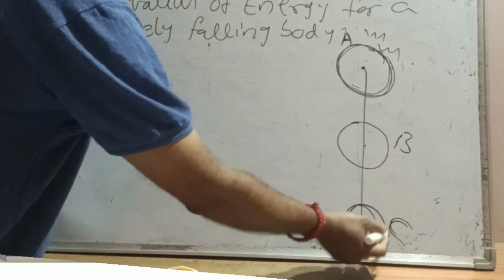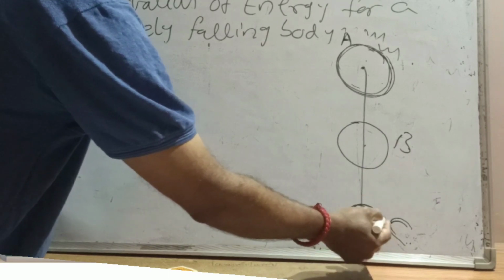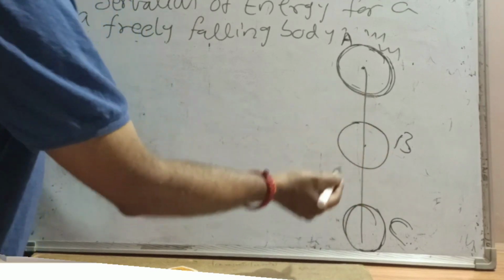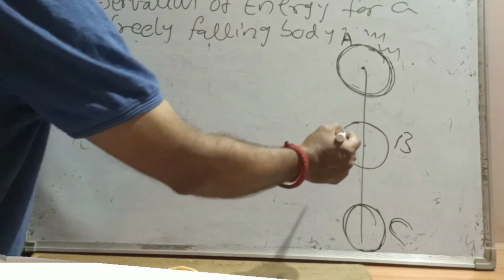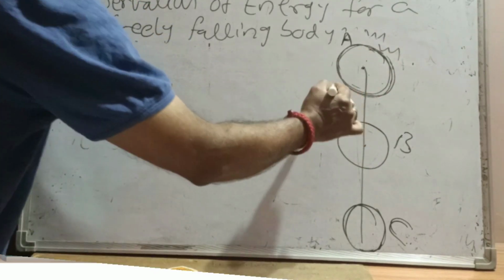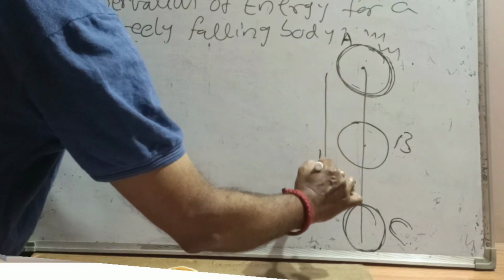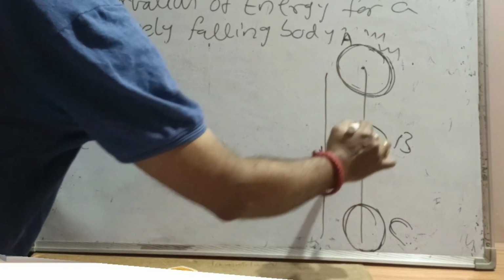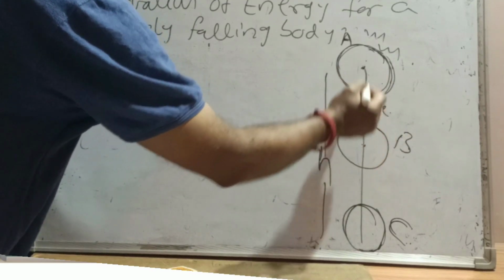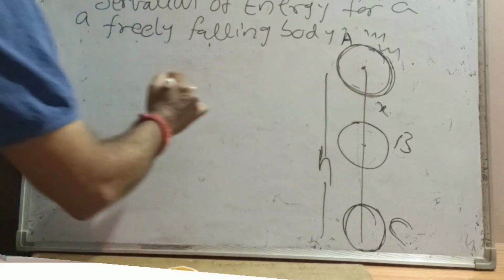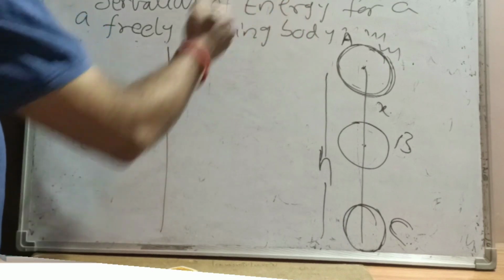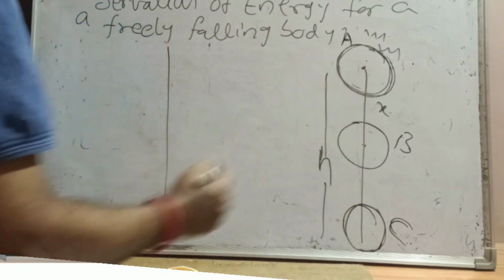At the point C, maximum kinetic energy is associated with the body. But at the point B, both potential and kinetic energy come into play. Therefore, let small m be the mass of the body which is dropped to the ground from the height h. Let x be the distance, or height, from B to A. Now we are going to check the law of conservation of energy in all these three cases.